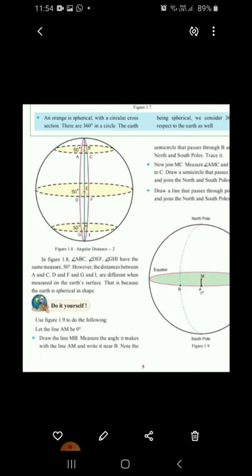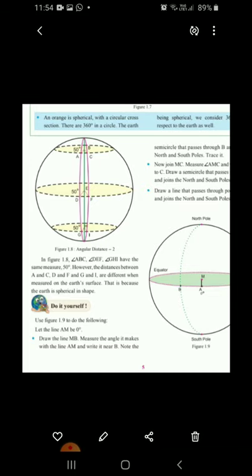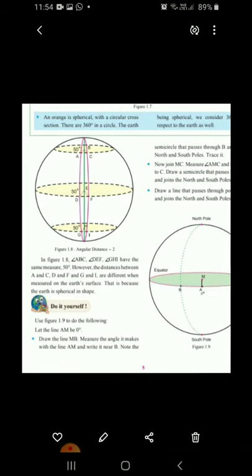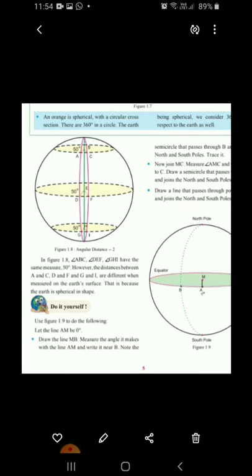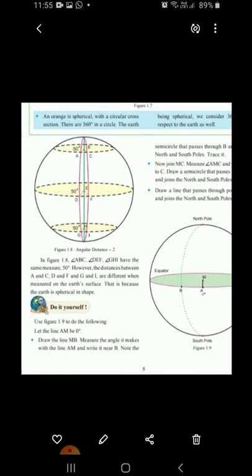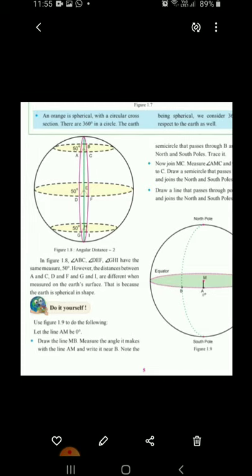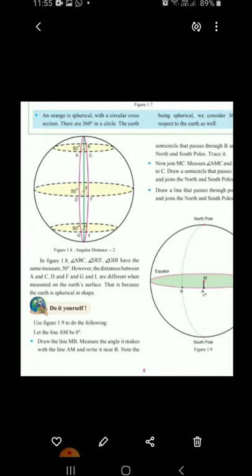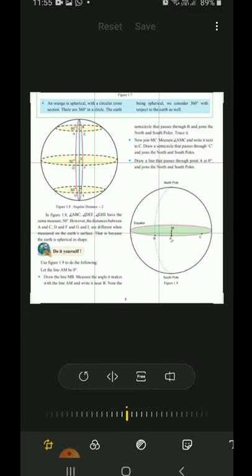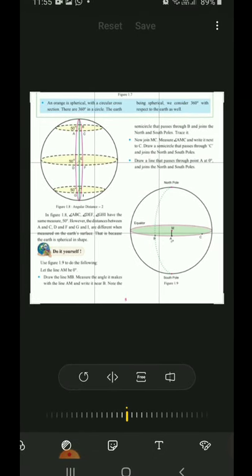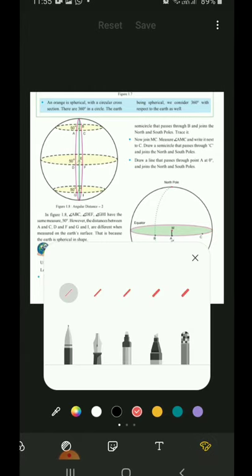After having understood the concept of longitude, let us see it in detail. In figure 1.8, angle ABC, angle DEF and angle GHI have the same measure, that is 50 degrees. All these angles have the same measure, 50 degrees. What is the measure of the angles? All the three angles will be measuring 50 degrees. Let us see.